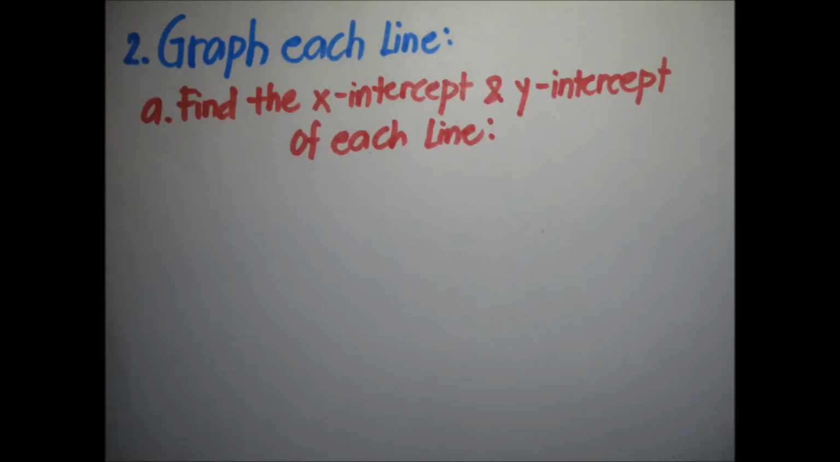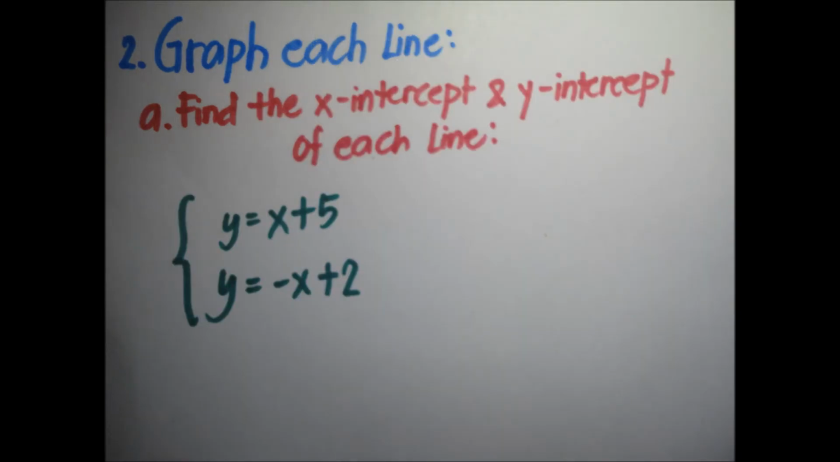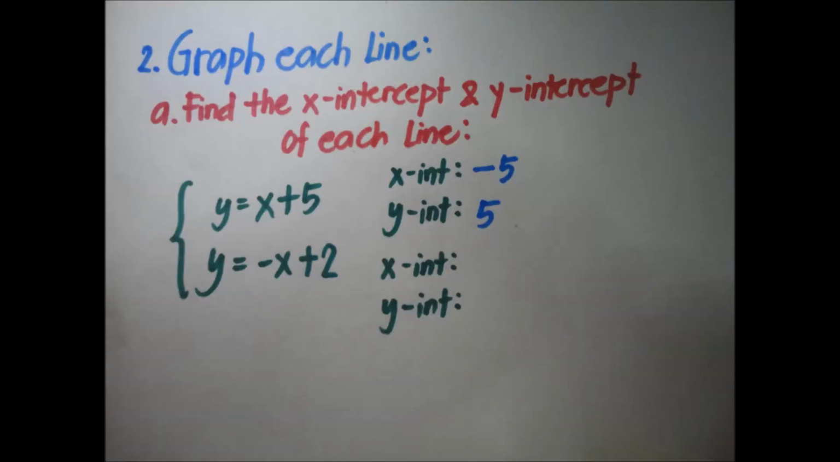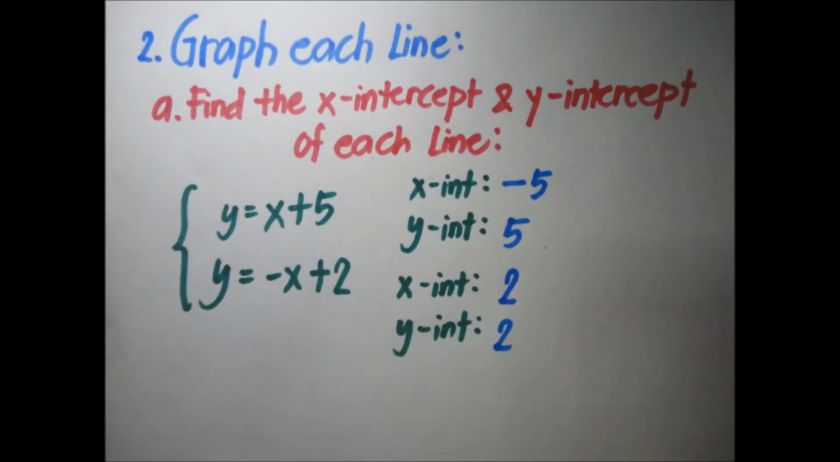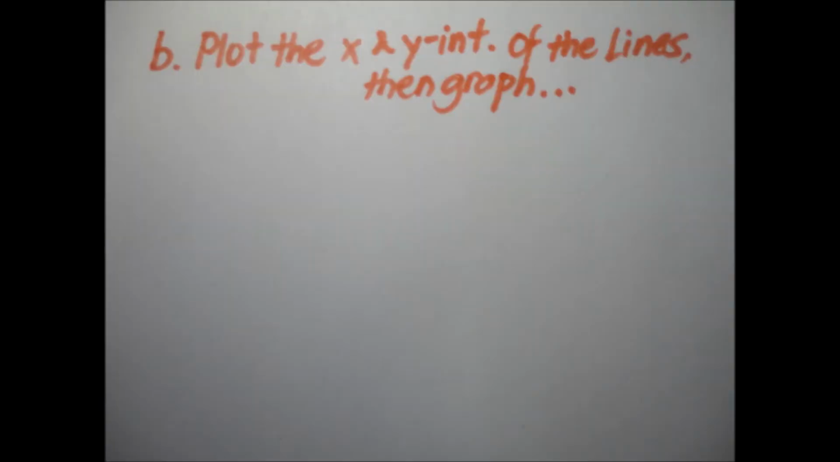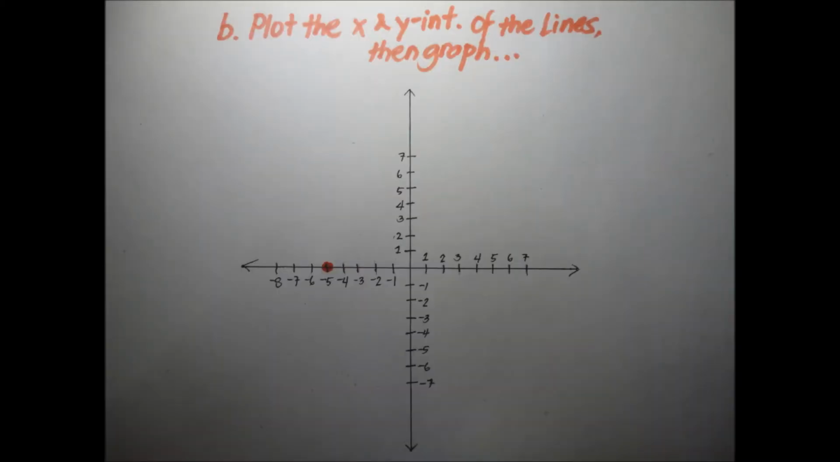So, you first find the x-intercept and y-intercept of each line. Now, the x-intercept of y equals x plus 5 is negative 5, and the y-intercept of y equals x plus 5 is 5. The x-intercept of y equals negative x plus 2 is 2, and the y-intercept of y equals negative x plus 2 is 2. After finding the x and y intercept of the two lines, we will then plot them and make the graph.